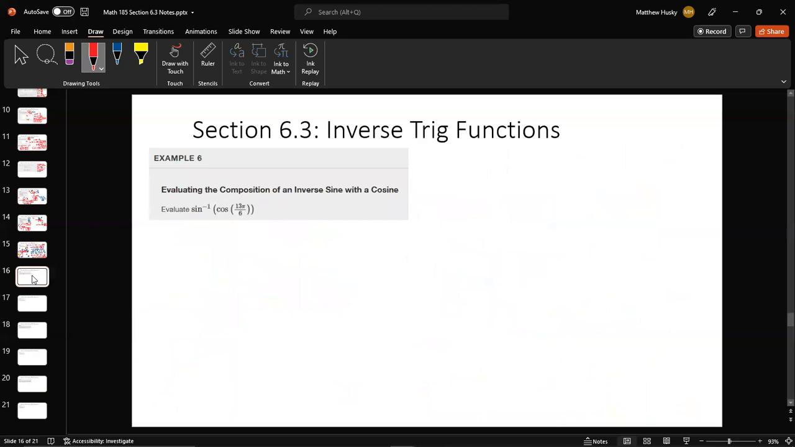All right. Here we're mixing and matching them. So here we've got the cosine of 13 pi over 6, and we're doing the inverse sine of that. Let's first of all try to figure out where 13 pi over 6 is. If you go around once, that's 12 pi over 6. So 13 pi over 6 is going to be over here. This right here is 2 pi, one complete turn, also known as 12 pi over 6.